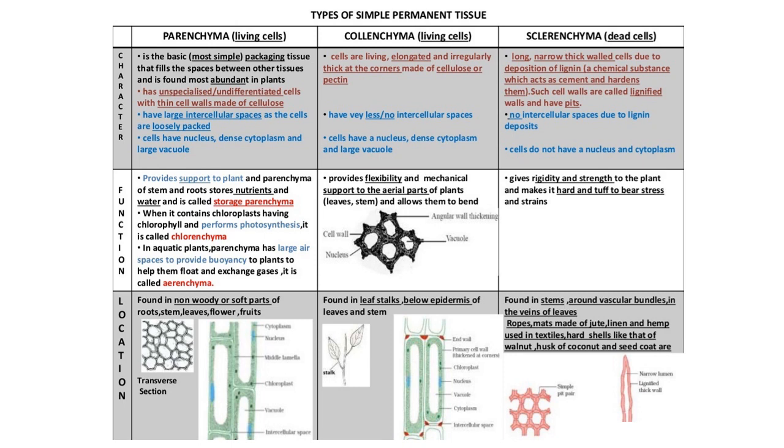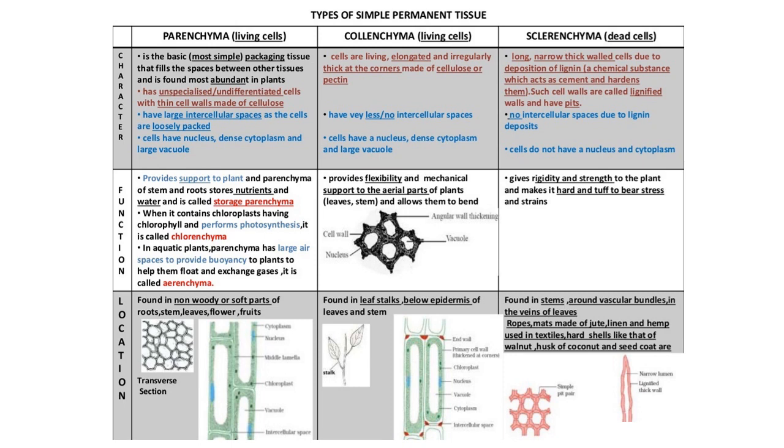Now, if we talk about collenchyma, they are also living cells. They are elongated, and at corners, they are irregularly thickened. The thickenings can be seen in this picture also. They have irregular thickenings at their corners, which are made up of either pectin or cellulose. They have very little or at times no intercellular spaces. Intercellular spaces means that between two cells there is no space. These cells have nucleus, they also have dense cytoplasm and they have a large vacuole.